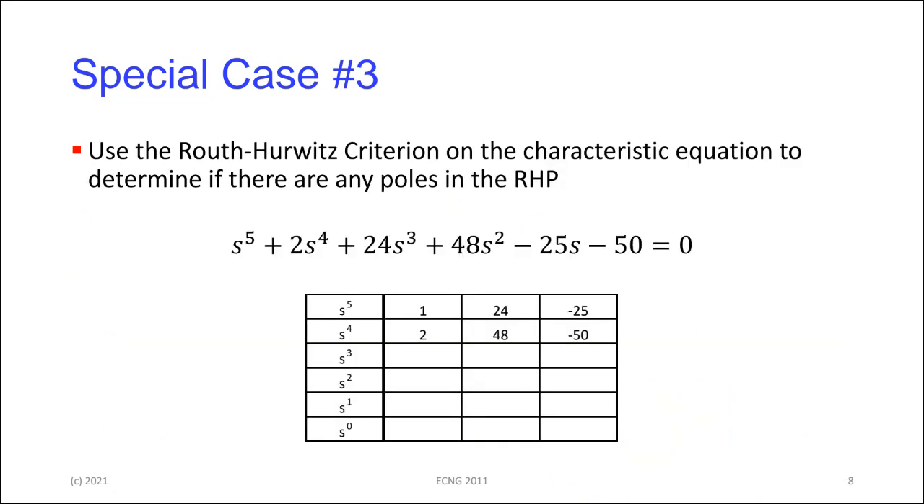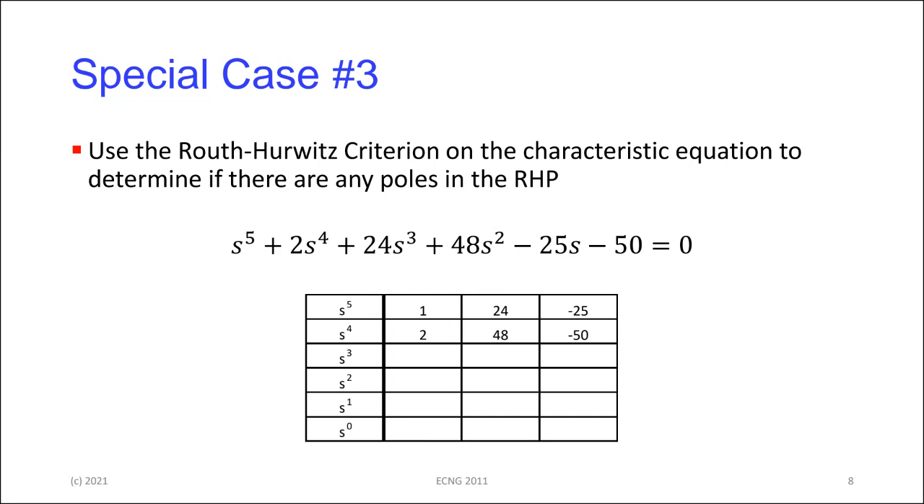Let's look at this one now. This is a fifth order transfer function, and we want to determine if there are any poles in the right-hand plane. In other words, is the system unstable? We will know that when we complete the table, if any negative signs appear in this column, the system is unstable. So we draw the table and start working it out.